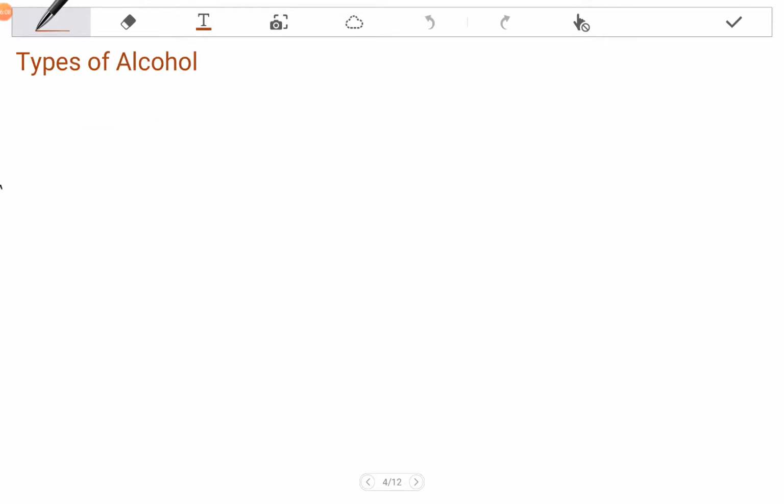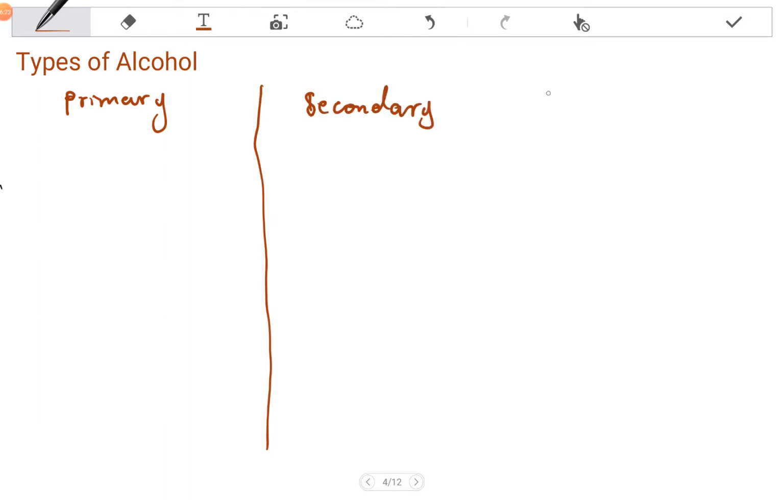So now let's go to the different types of alcohol. We're going to have a primary alcohol, we're going to have secondary, and the last one is tertiary. So these are the kinds of alcohol that we are going to have.